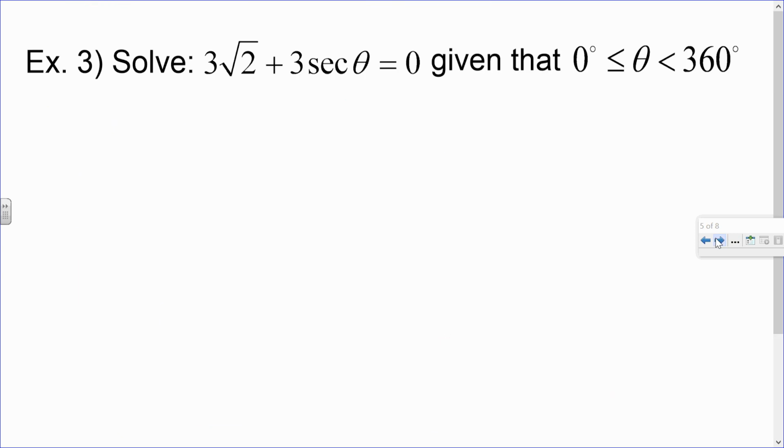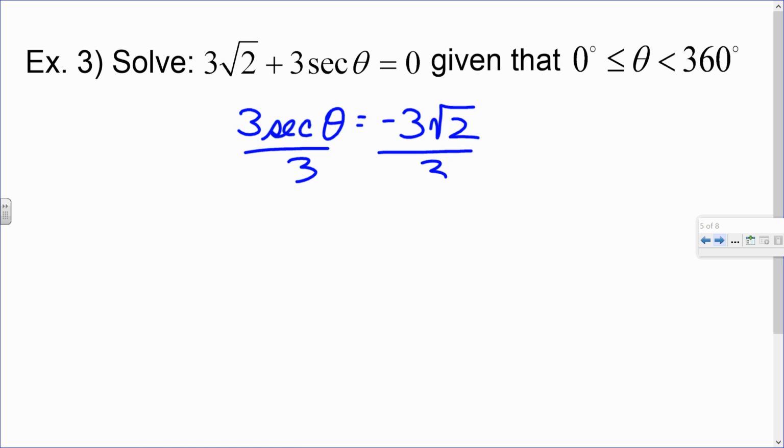Okay, so just a couple more of these since it's kind of new to get some good practice here. Same thing, we need to get secant of theta all by itself. So Sophie S., why don't you tell me the first step I need to do? Okay, so if I subtract 3 root 2 from both sides, I have that. Now what? Divide both sides by 3. And so now I have that the secant is negative root 2.